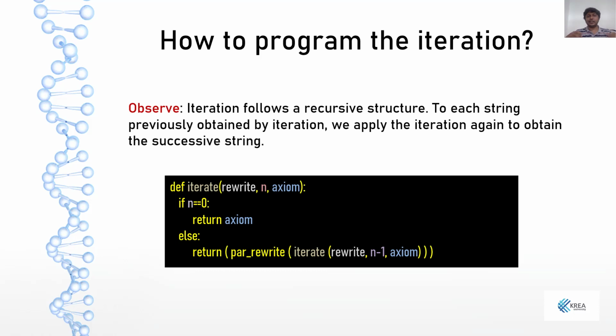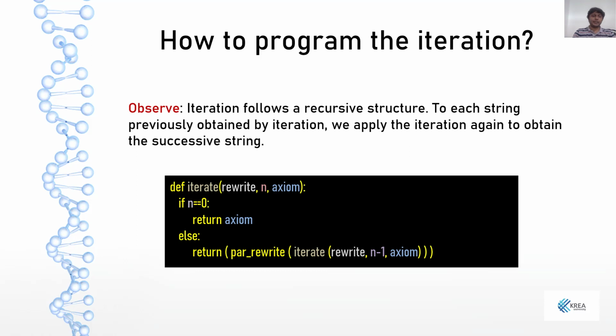So what we do is we take a word, and to each word we just keep applying the same rule again and again. Any nth word is obtained by applying the rule to the n-1th word, right? So to each string previously obtained by iteration, we apply the iteration again to obtain the successive string. That's how you get the new words that are generated in your L systems.